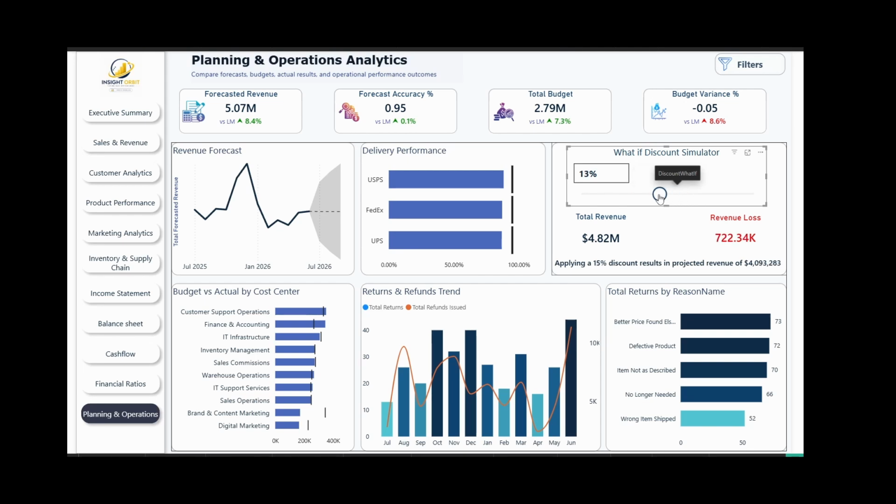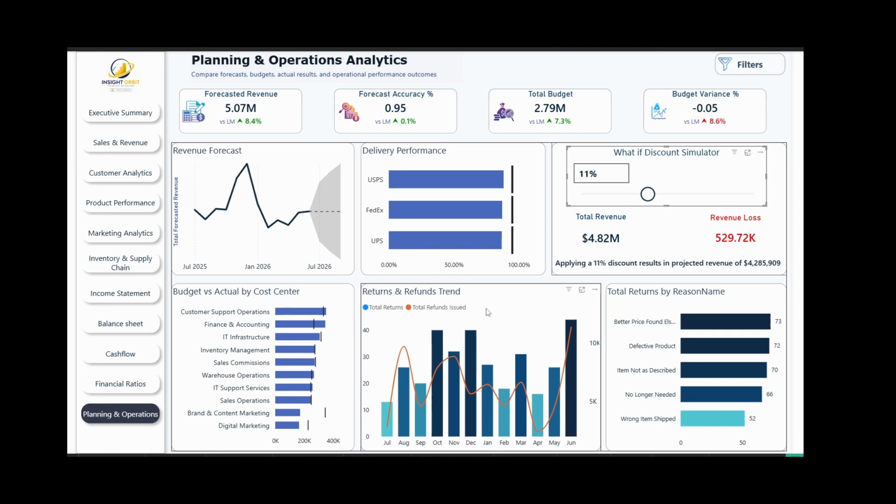Next, we have the budget versus actual analysis. This compares the planned spending with the real expenses by cost center. Managers can quickly identify departments spending above budget, areas where the costs are controlled, and opportunities for saving money. The final section focuses on the operational performance.